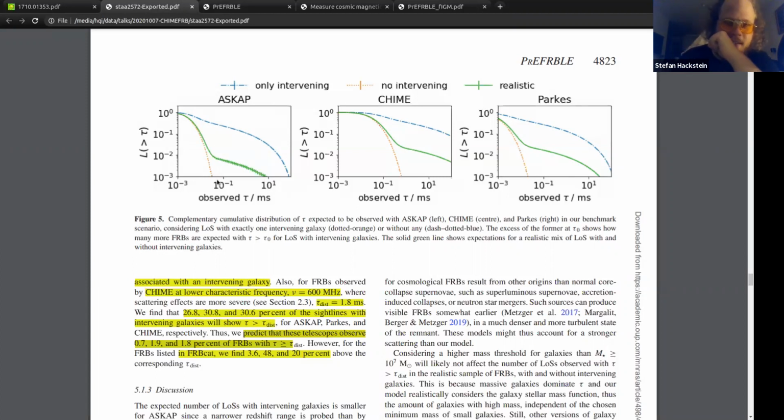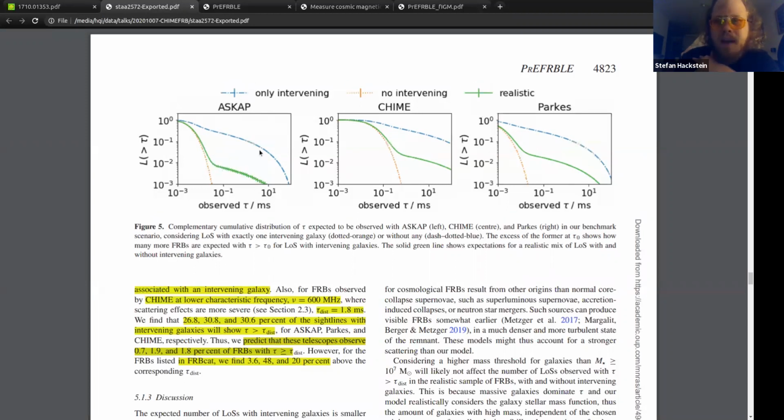What you can see in this plot is that there is some value of the observed temporal broadening which can only be associated with intervening galaxies. According to our models, there seems to be a particular value of temporal broadening above which there has to be an additional galaxy along the line of sight. In the realistic combination of the two, there is only a rather low amount of lines of sight above this particular value. So it is in the percent regime.